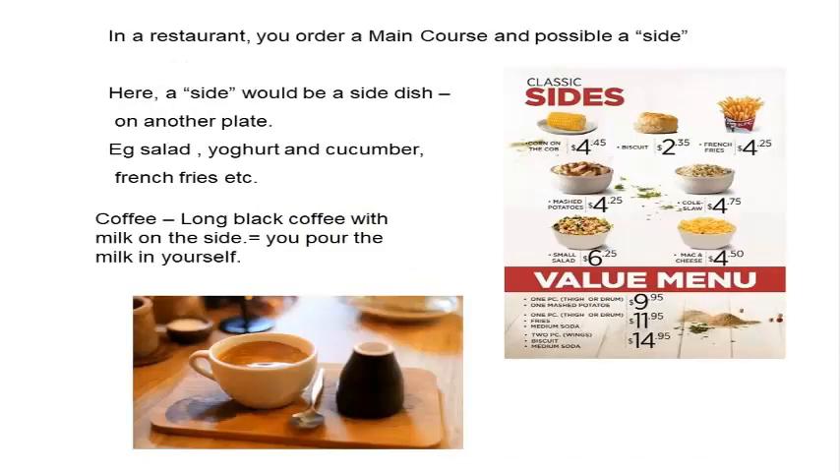Next, food. Now we're talking. In a restaurant, you order a main course and possibly a side. Here, a side would be a side dish on another plate. For example, salad, yogurt and cucumber, French fries, and they've got their classic sides, and down the bottom the value meal.